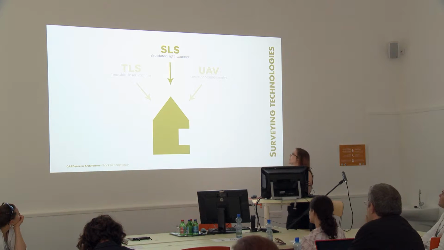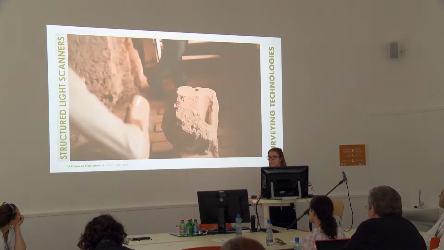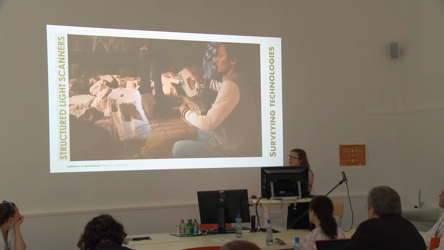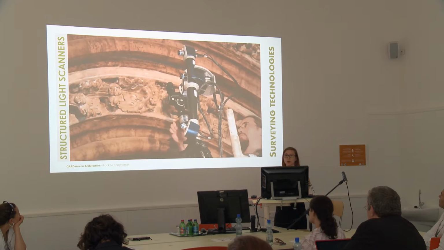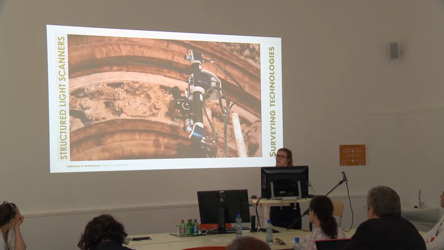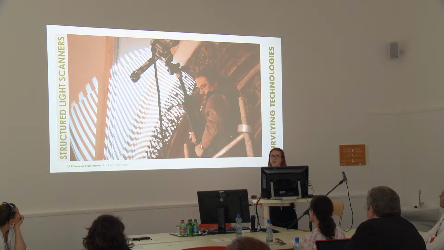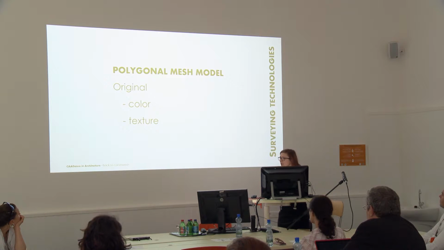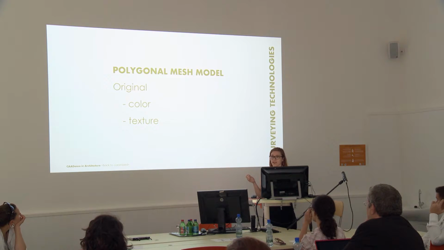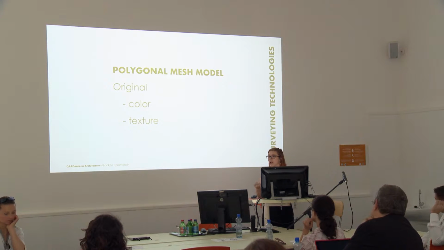The second one is the structured light scanner. It is mostly used to document medium or small sized building parts, entrances, capitals of columns, ornaments in high resolution and accuracy. Its result is a polygonal mesh model which contains the object's original color and texture. This mesh is suitable for 3D printing or can be the basis of a one-to-one CAD model.